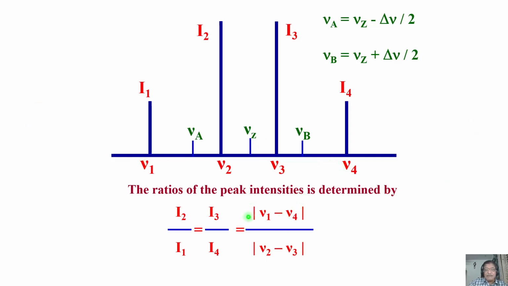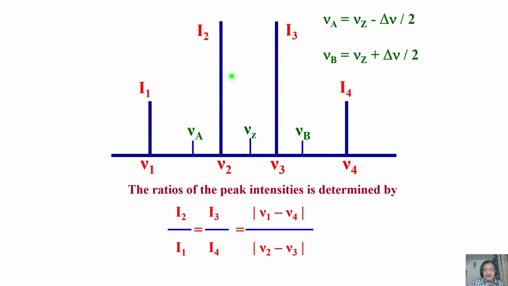This numerator becomes larger, denominator becomes smaller and smaller. The intensity ratio becomes larger and larger. That means this is more intense, this becomes less intense. To understand the point, please, it is simple arithmetic I am showing you.